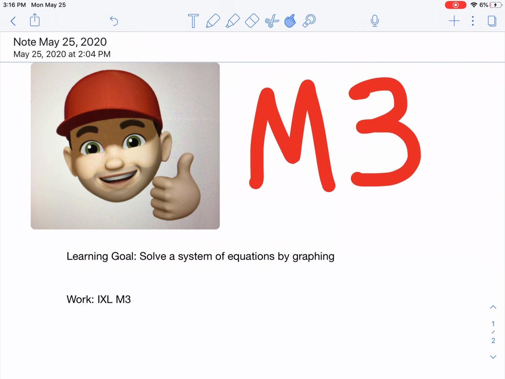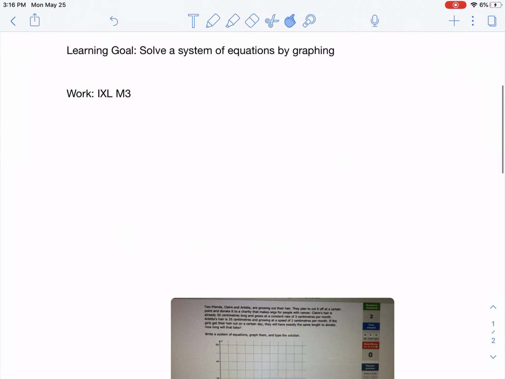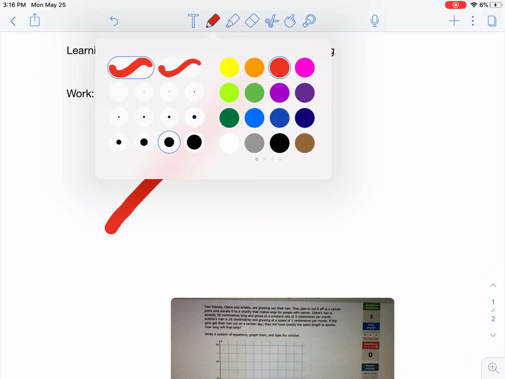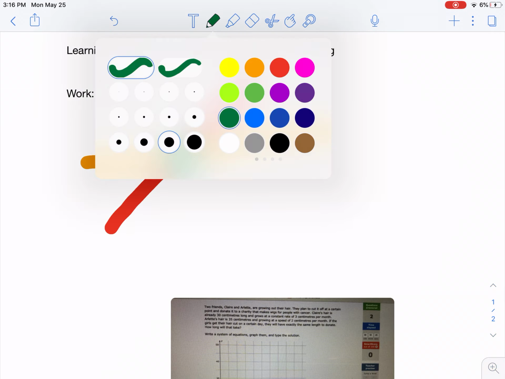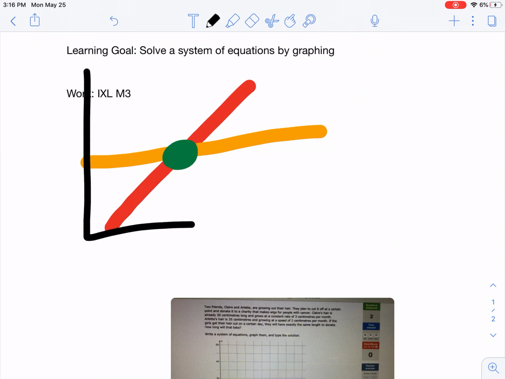All right, today we're going to learn how to solve a system of equations by graphing. And just to refresh your memory, this is what we did the other day in M2. Solving a system of equations is finding where two lines cross. So the solution for this system of equations would be right where the green dot is. And normally you would see that on an X and Y graph, and you would say that the solution is some X value and some Y value.